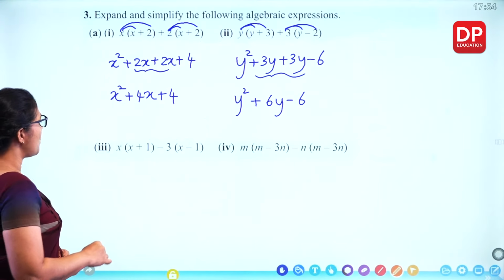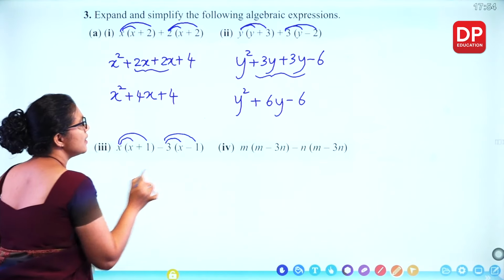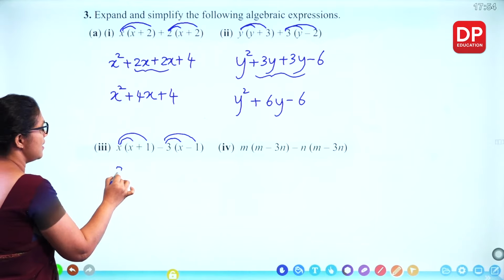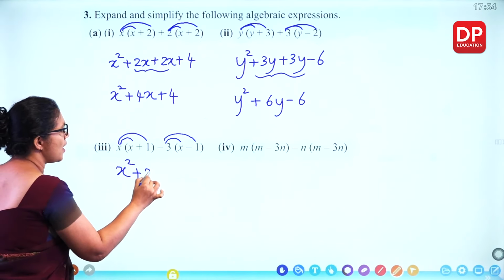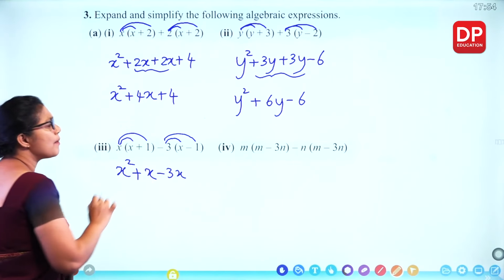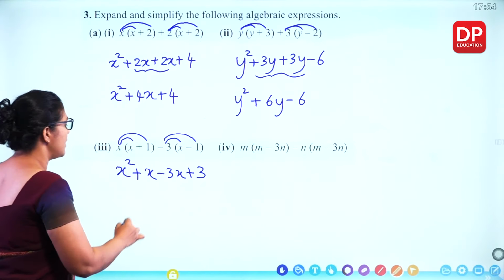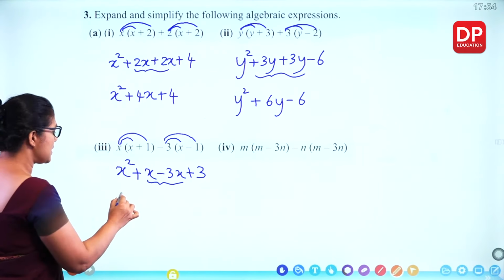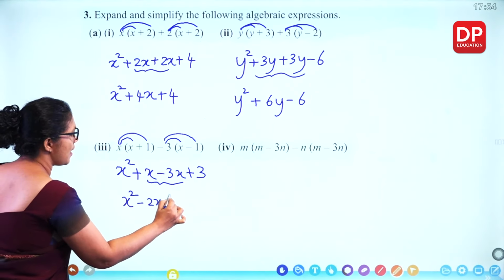What about the third one? You expand first and then simplify. x into x, x squared, plus x times 1, x, minus 3 times x, minus 3x, minus 3 times minus 1 becomes plus 3. Now you can simplify the like terms. You get x squared minus 2x plus 3.